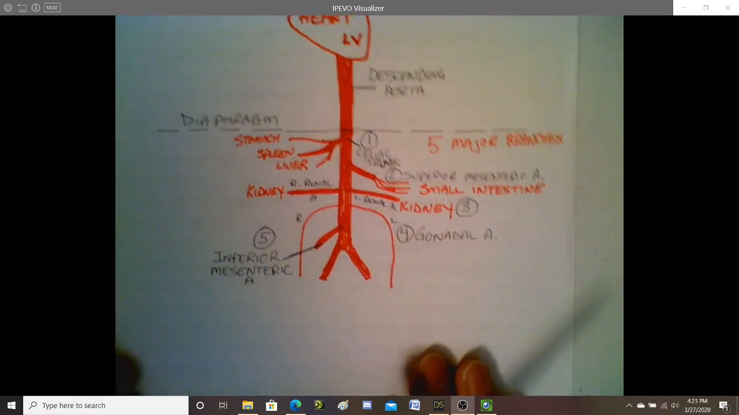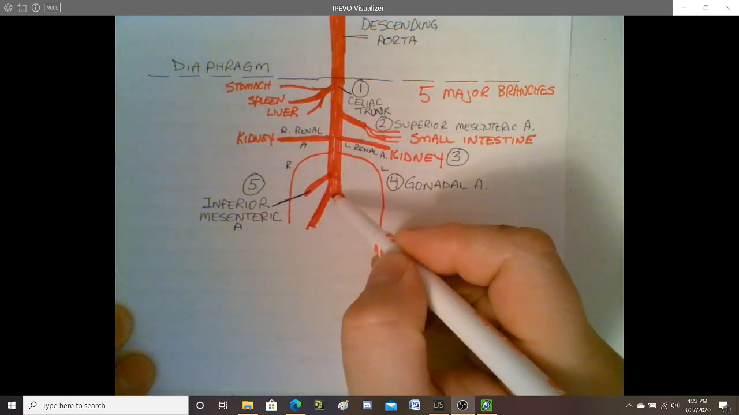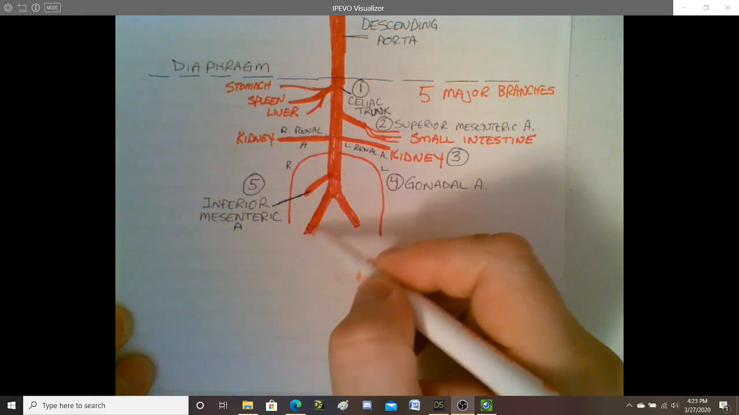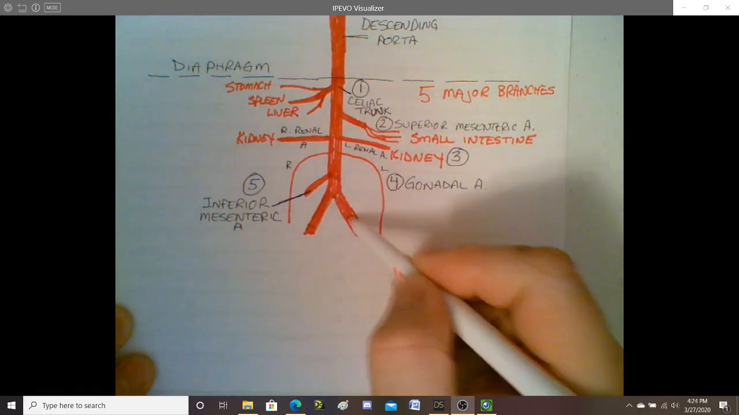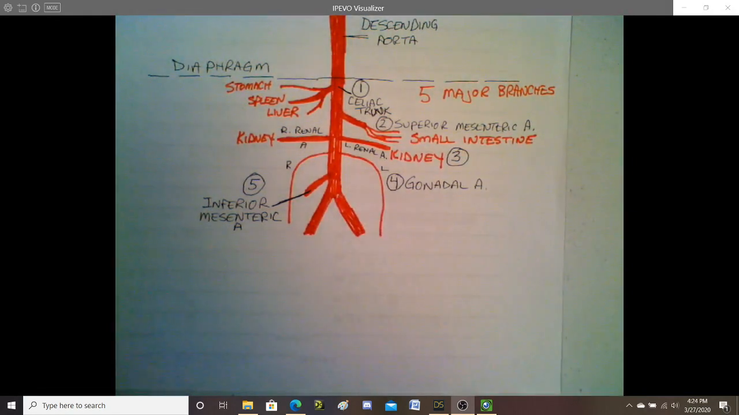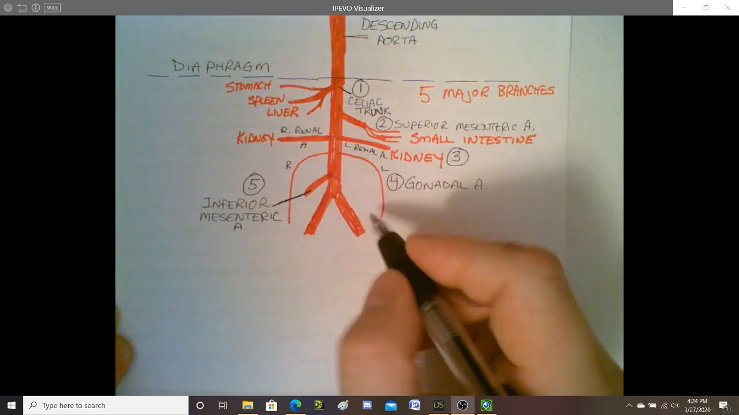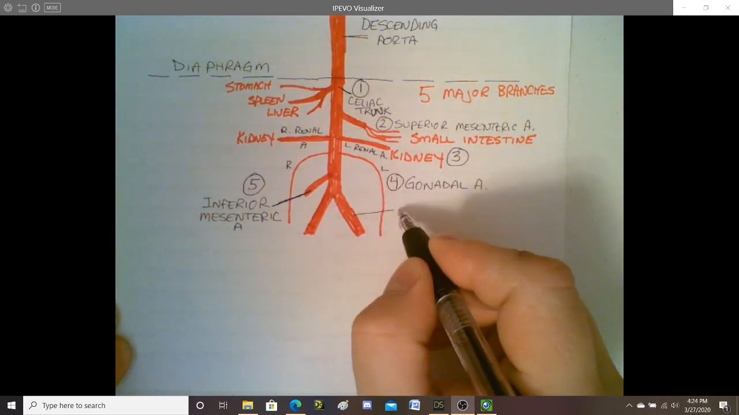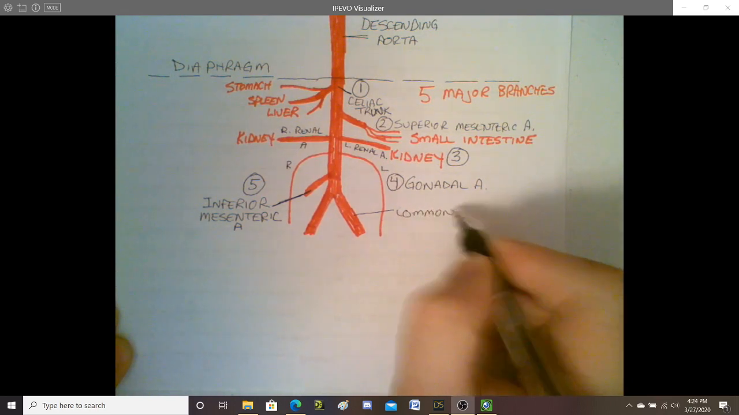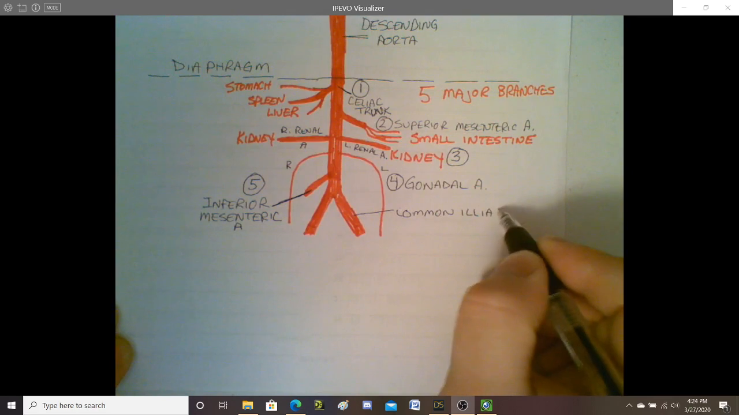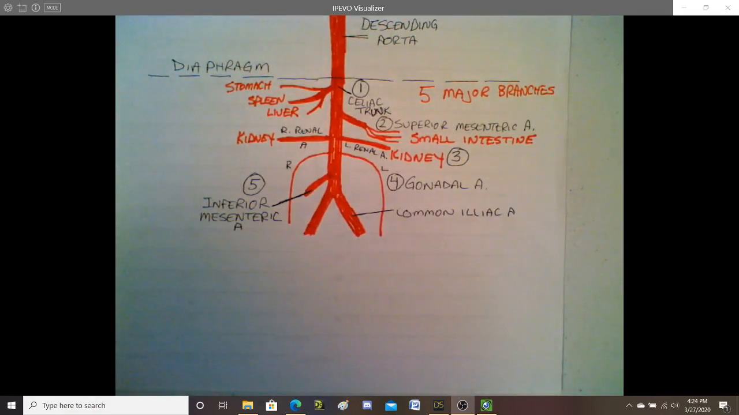Now all we got to do is go into the legs. So these branches that come off the aorta are not considered aorta anymore. They are branches that are going to head to your legs. So our names change. These become the iliacs. So our first branch, we have the common iliac artery. So that's our first branch.